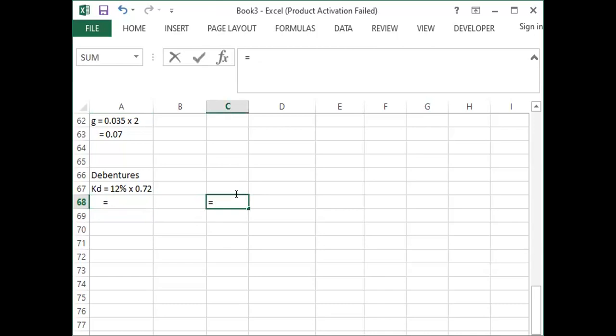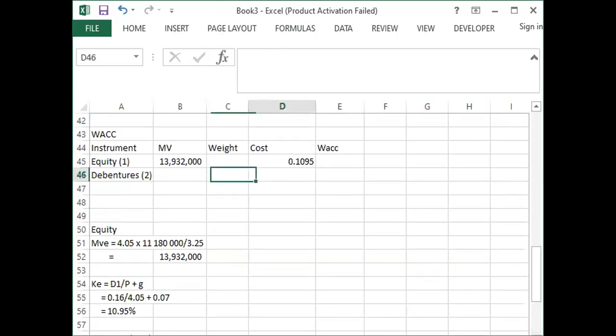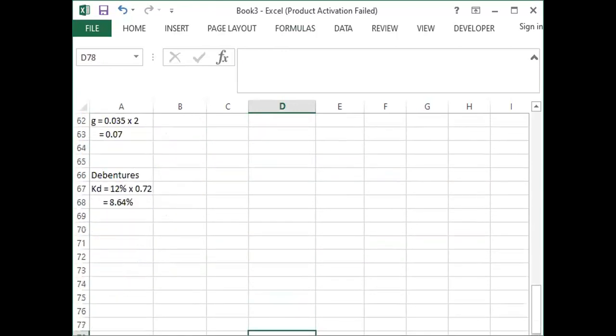So it's going to be 0.72 times 12, 8.64%. So where do we need that 8.64%? We can as well come and put it here, 0.0864. That's where we need that.